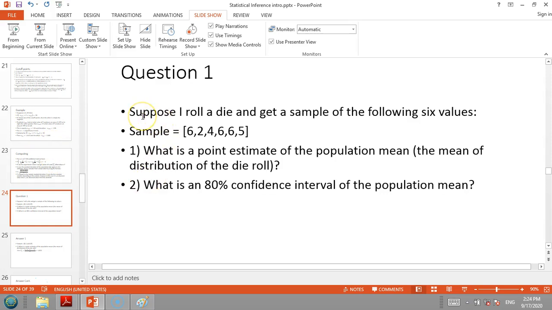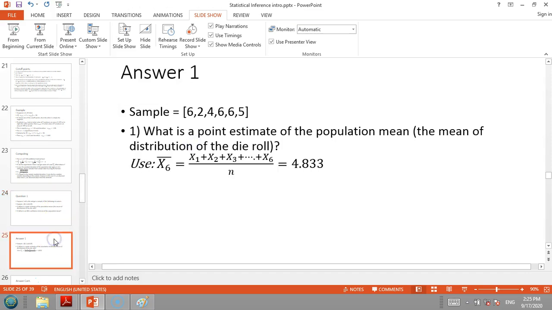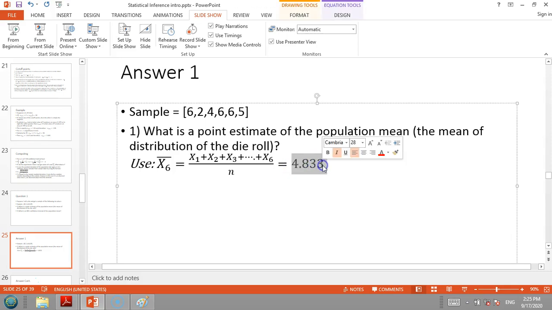So look at question 1. Suppose I roll a die and get a sample of 6 values. The sample is like this. What is the point estimate of the population mean? This is the mean of the distribution of the die roll. I get the sample, but I don't know the die roll population mean. Again, I want the best guess. So I take the sample that I got, add it up together, and get the average. So my x bar, in this case with 6 observations, is my point estimate.